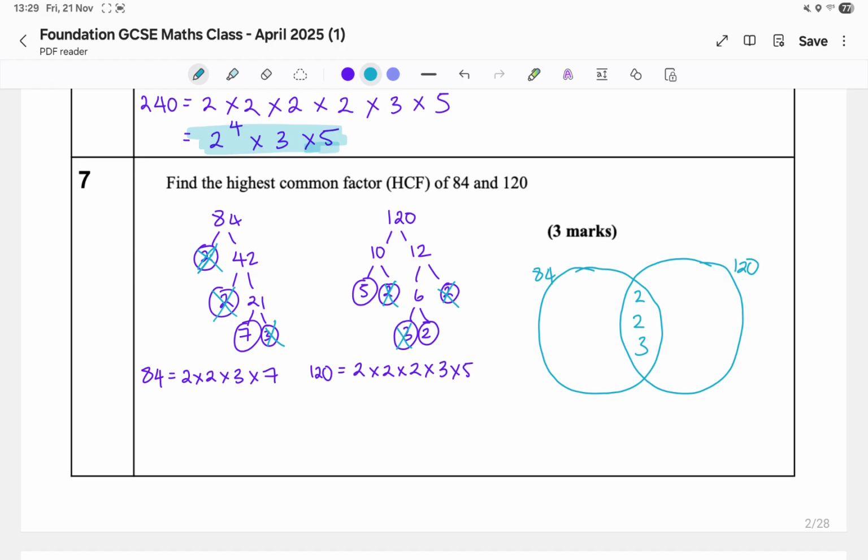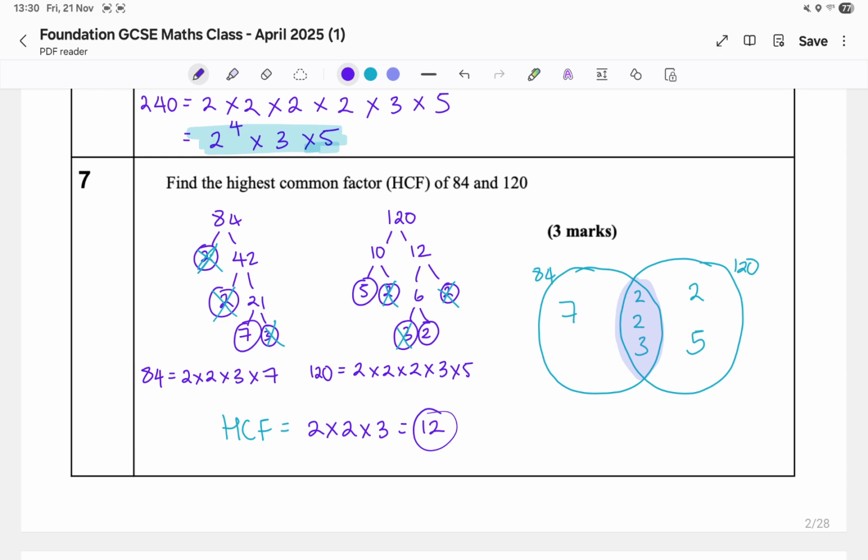What's left in the 84 prime factor tree is just 7. What's left in the 120 prime factor tree is another 2, which is extra, and 5. So now that I've split it into its Venn diagram, the highest common factor is basically everything in the middle multiplied together. So it's going to be 2 times 2 times 3. 2 times 2 is 4. 4 times 3 is 12. So my highest common factor is 12.